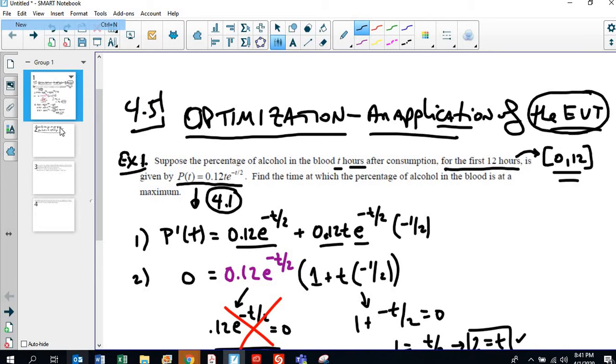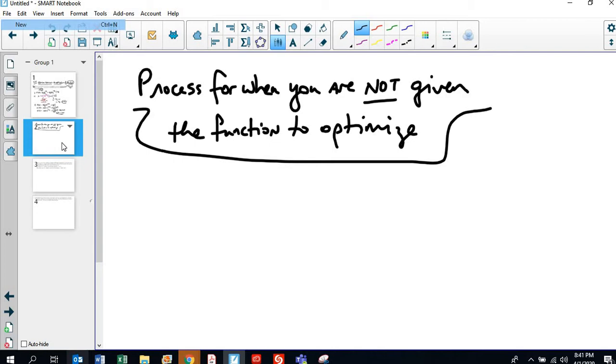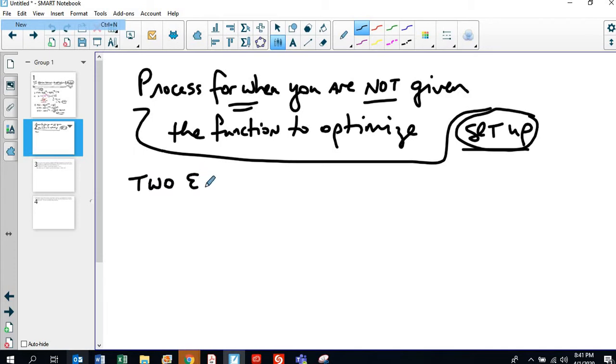Because of that, I want to focus mainly on the problems where we have to find the formula ourselves, okay? So the process that you need to do, this is what we'll call the setup. You can handle everything else. And so the setup is this. We have usually 2 expressions to deal with.